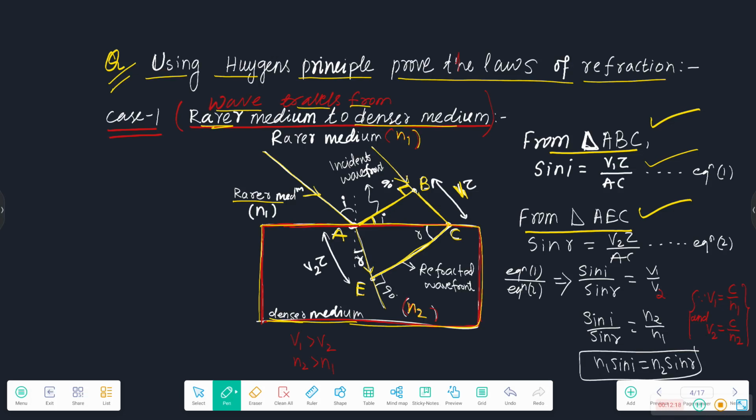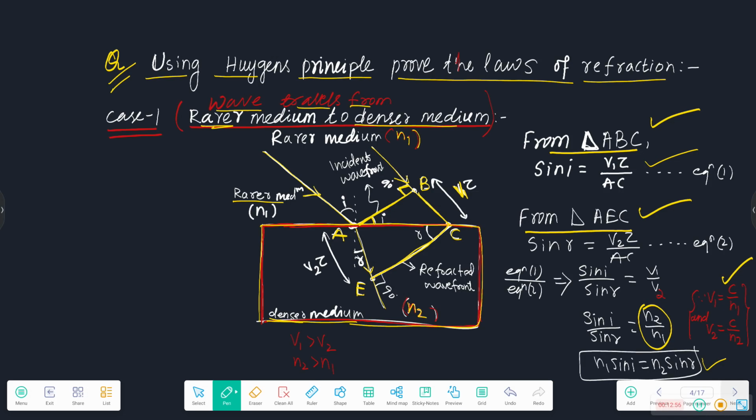Sin R equals V2 tau by SC, and if I do equation 1 by equation 2, I will get sin I by sin R, which is V1 by V2. V1 value you know is C by N1, V2 value is C by N2. If I substitute, I will get N2 by N1, which is nothing but N1 sin I equals N2 sin R, yes or no? In this way, you are getting your Snell's law. Okay, so this one condition, remember, is rarer to denser medium.